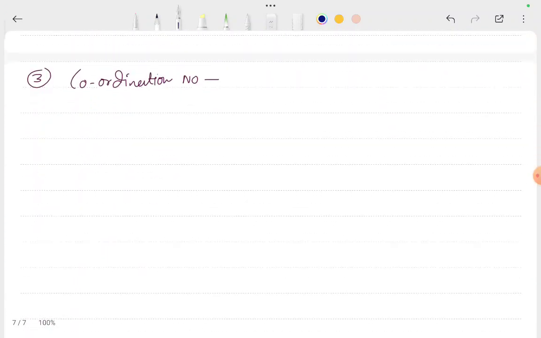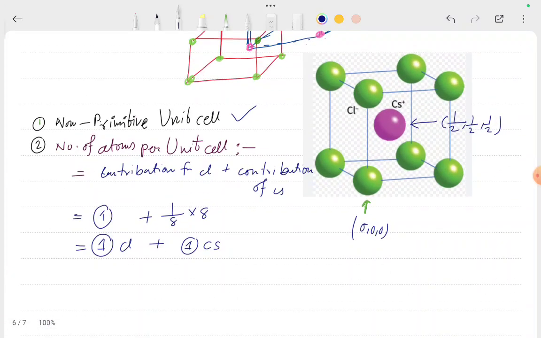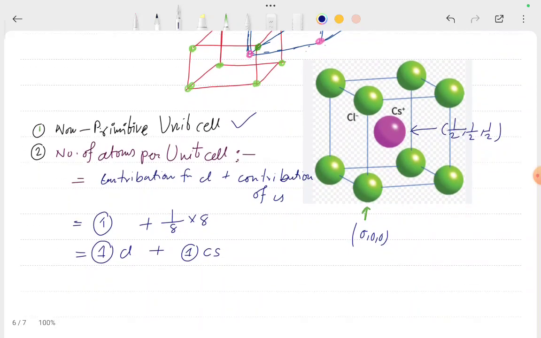Next is the coordination number. Coordination number is actually very easy. Yeah, the Cs plus ion is actually surrounded by 8 corner atoms, right? If we take the origin here at the Cs plus, just imagine, it is surrounded by 8 corner atoms. So the first coordination number, or first nearest neighbor atom number, is equal to 8. It's very easy. Just look at the pictures. Don't bother about that.